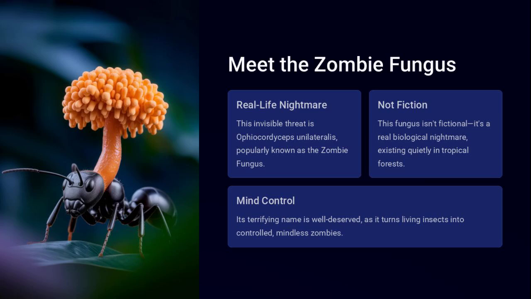This invisible threat is Ophiocordyceps unilateralis, popularly known as the zombie fungus. This fungus isn't fictional, it's a real-life biological nightmare, existing quietly but lethally in tropical forests. Its terrifying name is well-deserved, as it turns living insects into controlled, mindless zombies.